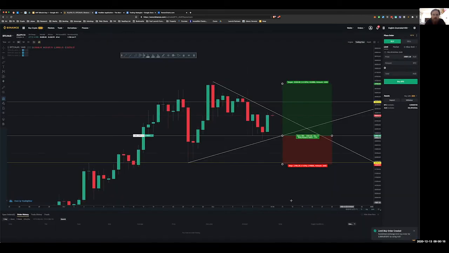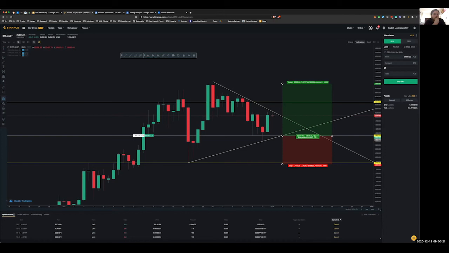So what's happened there is it's created an order, and you can see here in my open orders list that it's going to buy Bitcoin at that price. You can see the limit order line there. So until the price hits that level, it's not going to buy anything. Like, I haven't lost my money.